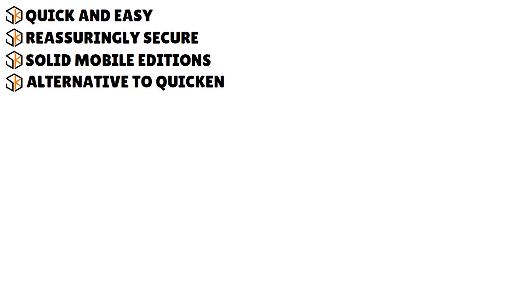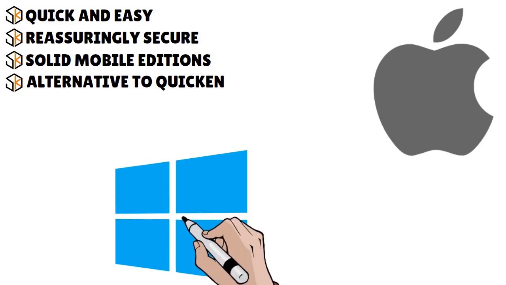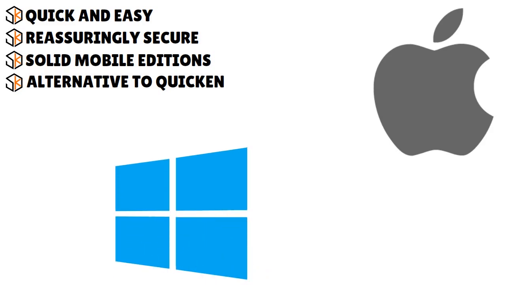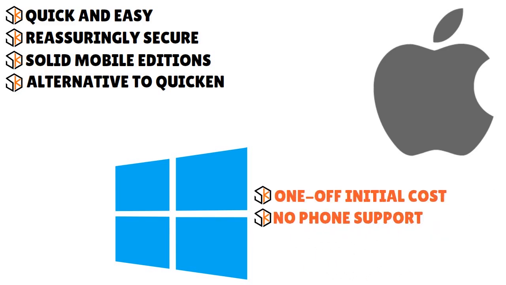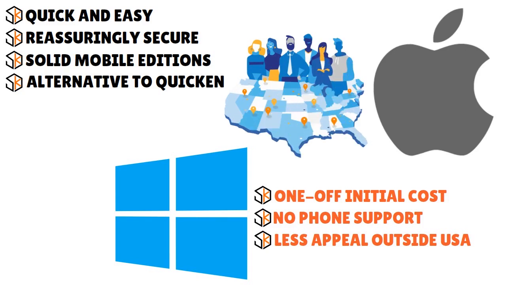So think about Moneydance as a strong rival to Quicken, because Quicken is available for Mac users, but not that strong. Quicken is primarily for Windows users. One thing for sure, with Moneydance you have a one-off initial cost. There's no phone support, and if you are outside the U.S., you're not going to like it, because they're primarily focused, for now at least, on US consumers, and the demo version is limited. So this is something to think about.